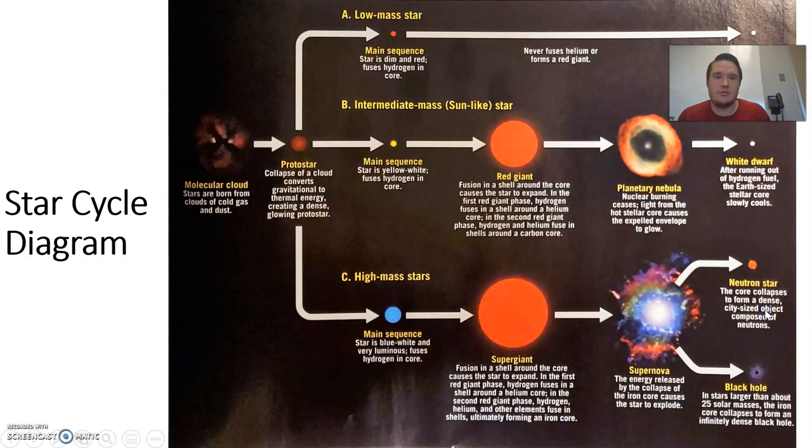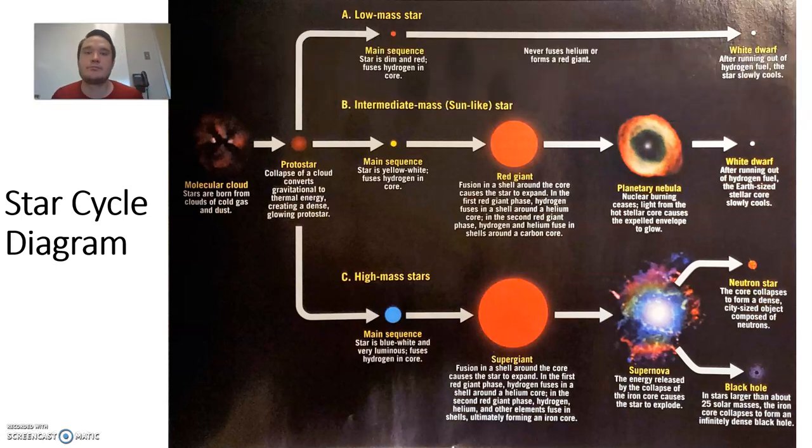Hold on. Why is it not moving? Now, let's move this over here. Here's our star cycle diagram. Notice how there are 3 prongs because we have 3 different kinds of stars: low mass, intermediate mass, and high mass. So we have 3 prongs to this fork coming off as soon as it becomes a protostar.